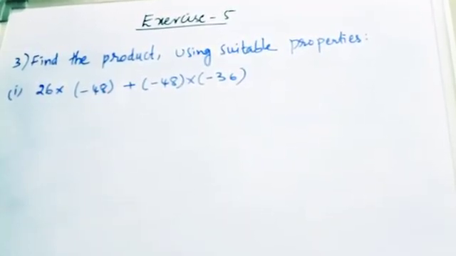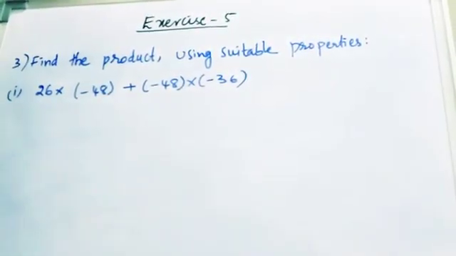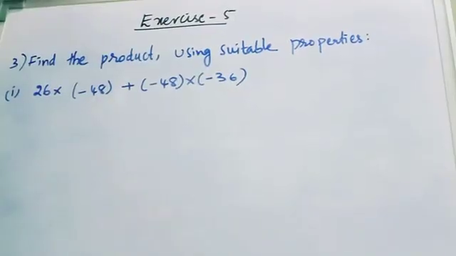Next we will go with third bit problems, find a product using suitable properties. Here the given is 26 into minus 48 plus minus 48 into minus 36. So we need to compare this problem with the distributive property.